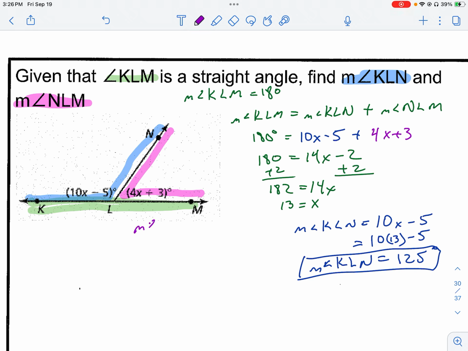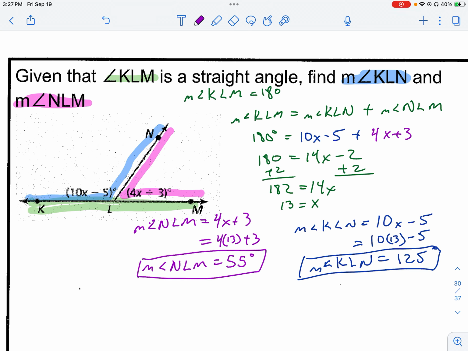Let's find the measure of angle NLM, which is 4x plus 3. X is still 13, so 4 times 13 plus 3. So the measure of angle NLM equals 4 times 13, which is 52, plus 3 is 55 degrees. Let's double check. 125 plus 55 equals 180. All right, we're feeling pretty good about the work we just did.